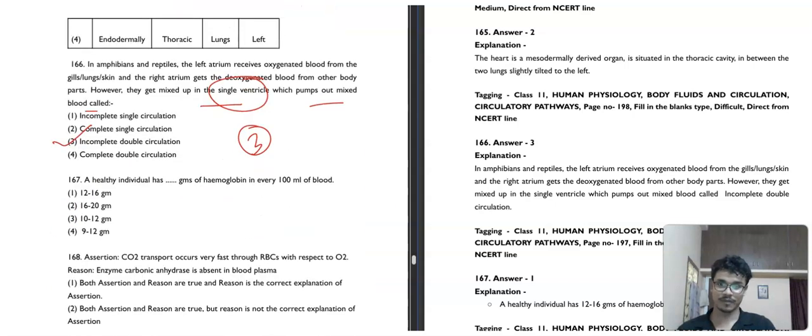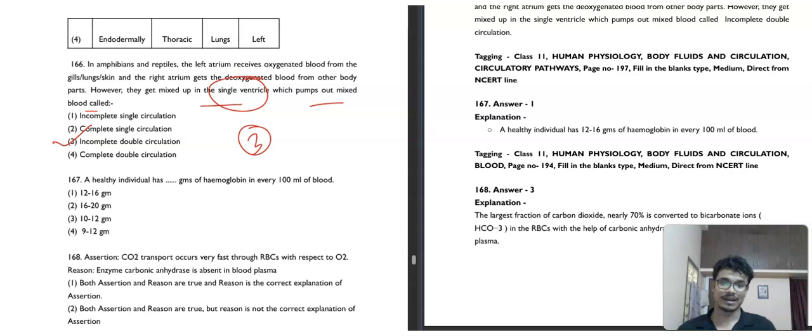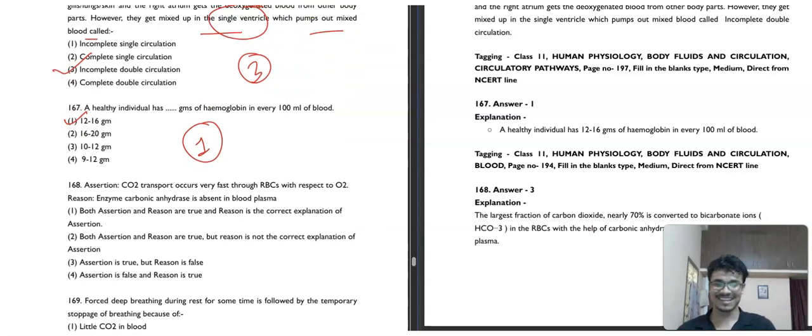Then question number 167. A healthy individual has dash grams of hemoglobin in every 100 grams of blood. So a healthy individual has 12 to 16 grams of hemoglobin in 100 ml of blood. Okay. How can this be? Then question number 168, right?